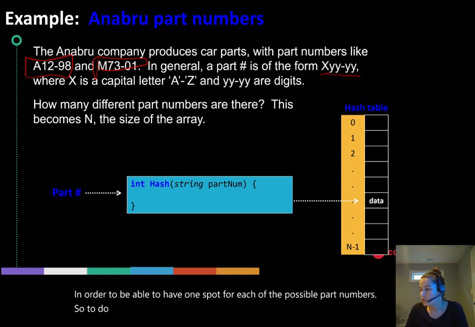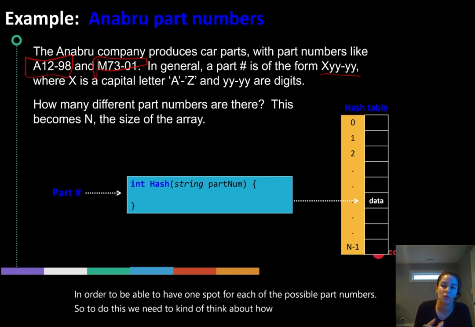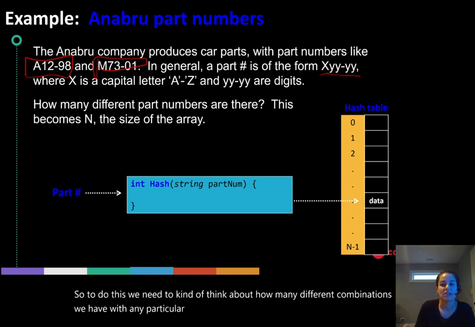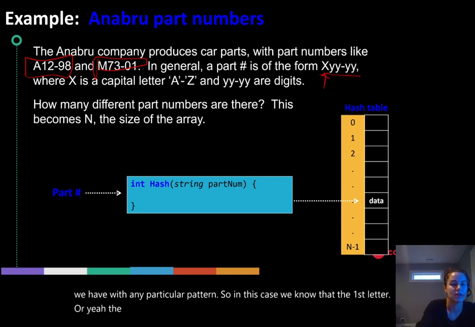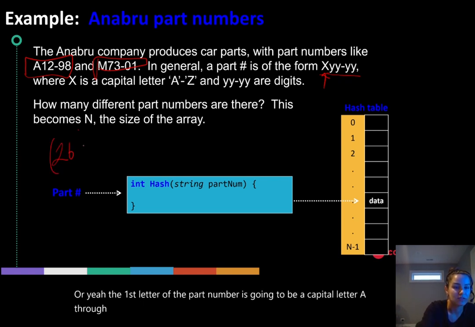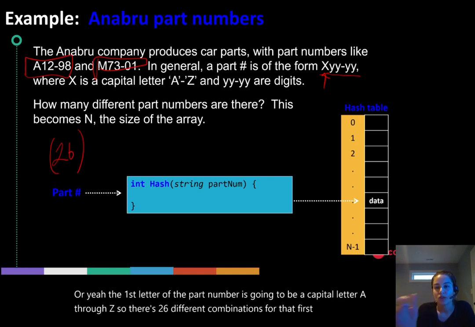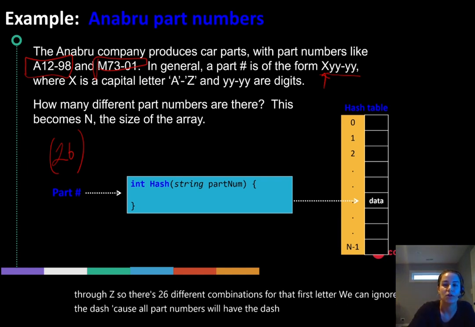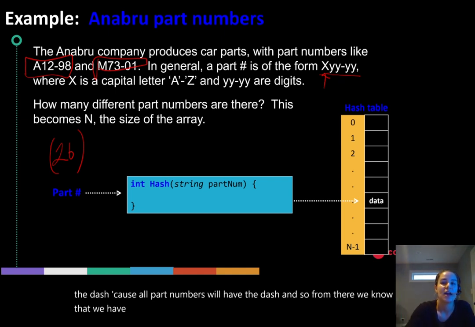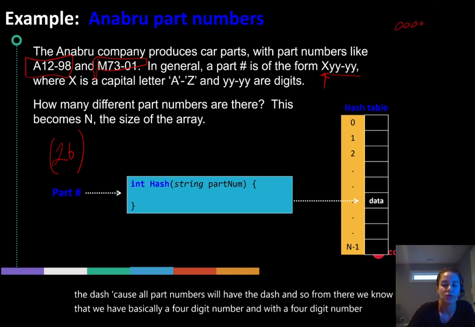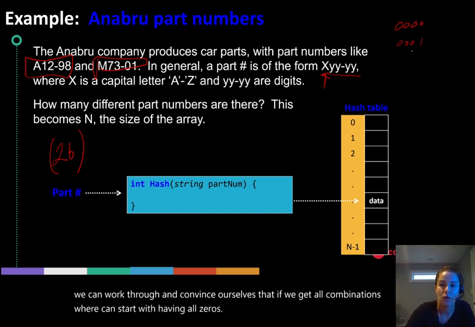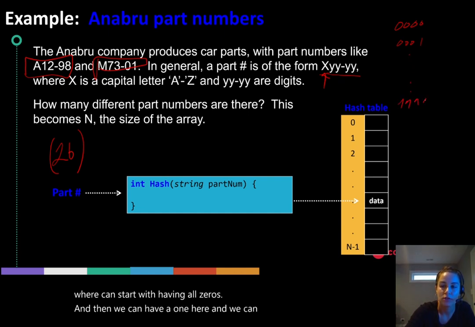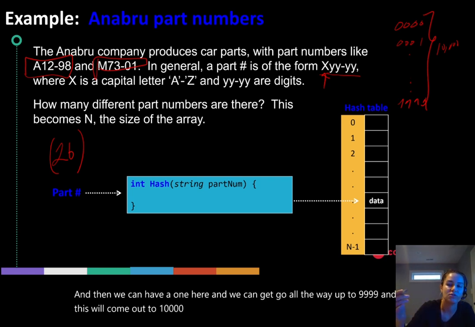To do this, we need to think about how many different combinations we have with any particular pattern. In this case, we know that the first letter of the part number is going to be a capital letter A through Z. So there's 26 different combinations for that first letter. We can ignore the dash because all part numbers will have the dash, and so from there we basically have a 4-digit number. With a 4-digit number, we can convince ourselves that if we get all combinations, we can start with all zeros, then have a 1 here, and go all the way up to 9999, and this will come out to 10,000 different possible combinations of numbers.